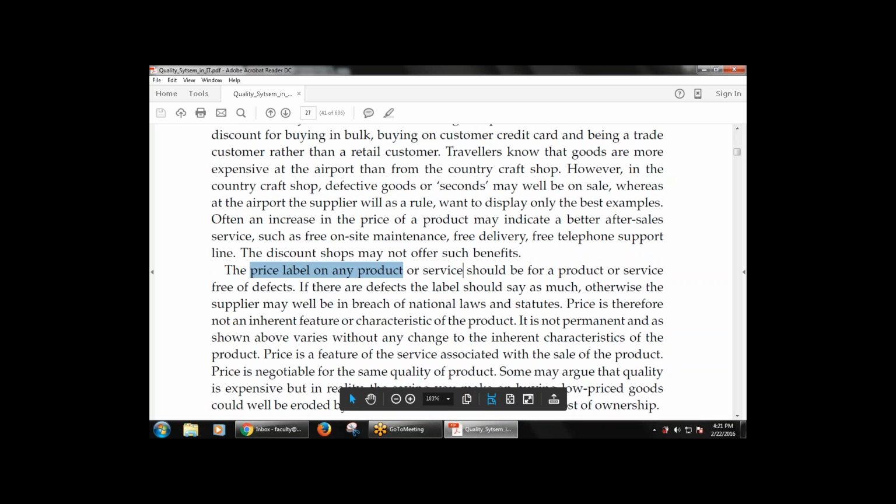And the price labels on any product or services should be for a product and services free from defects. If there are defects, the label should say as much, otherwise the supplier may well be in breach of the national laws and statute. Price is therefore not an inherent feature or characteristic of the product.